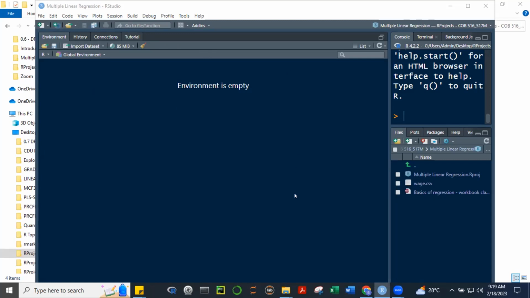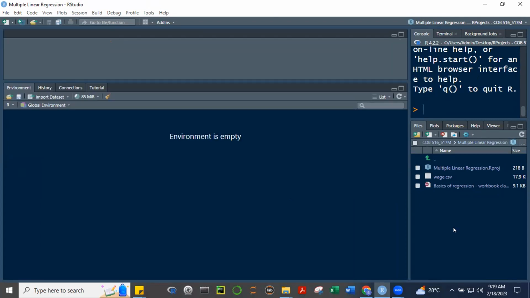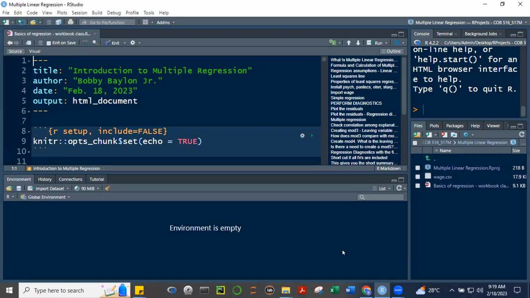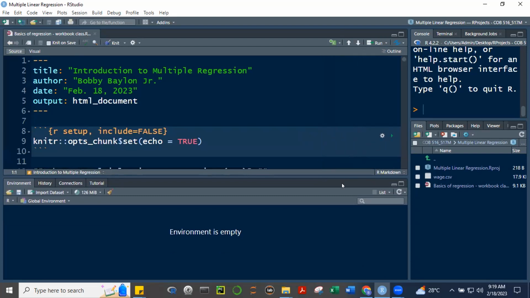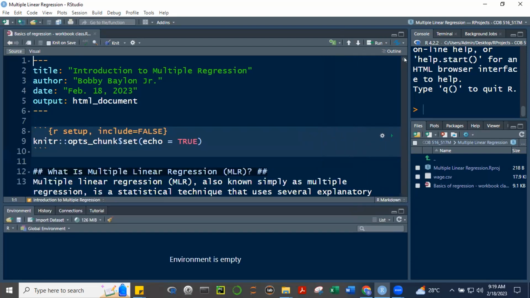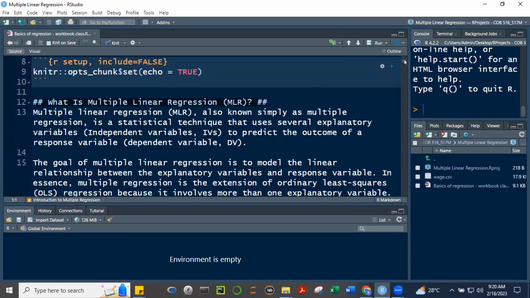Everyone's ready. So this is our project multiple linear regression, and in that folder we loaded our data and our workbook, our RMD file. We can click this, open that. So this will be our introduction to multiple linear regression. Let me hide the outline here. We're working with an RMD file. Next meeting, we'll start to work with the QMD file.